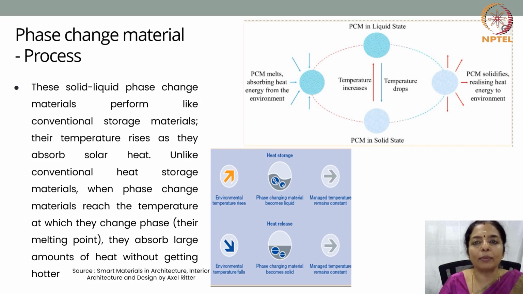When the ambient temperature in the space around the phase change material begins to fall or drop, the phase change material again solidifies, releasing the stored latent heat. And this cycle keeps on continuing. So, when the environmental temperature rises, the phase change material becomes a liquid and stores the heat that it gets from the temperature rise, and it manages to keep the temperature constant by changing its phase from solid to liquid.